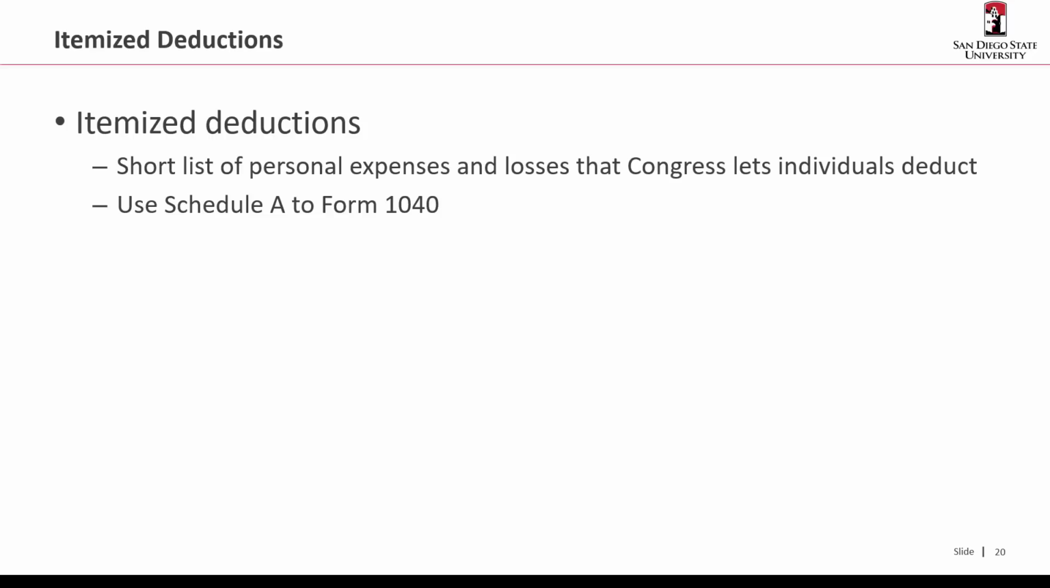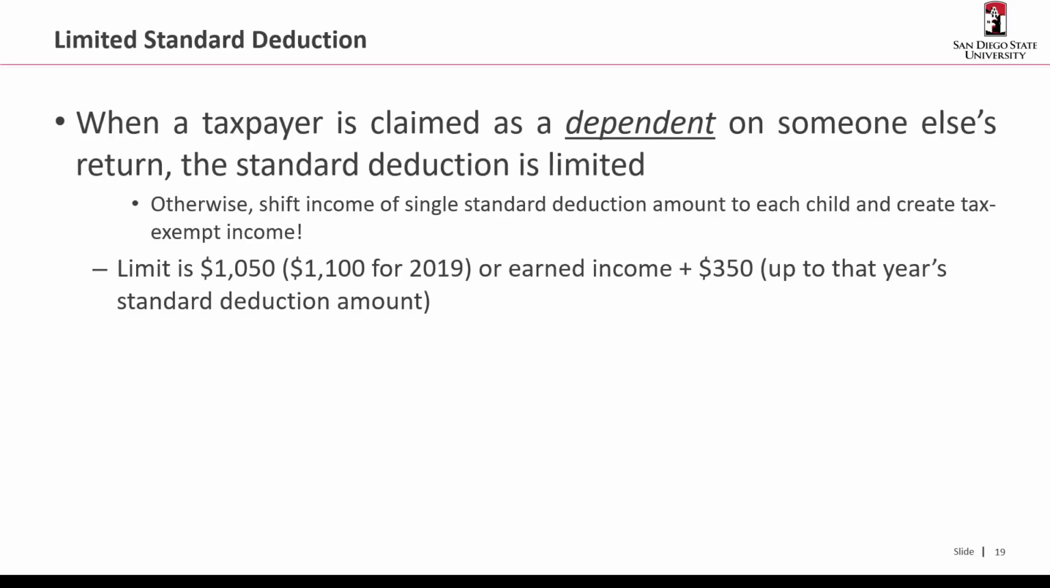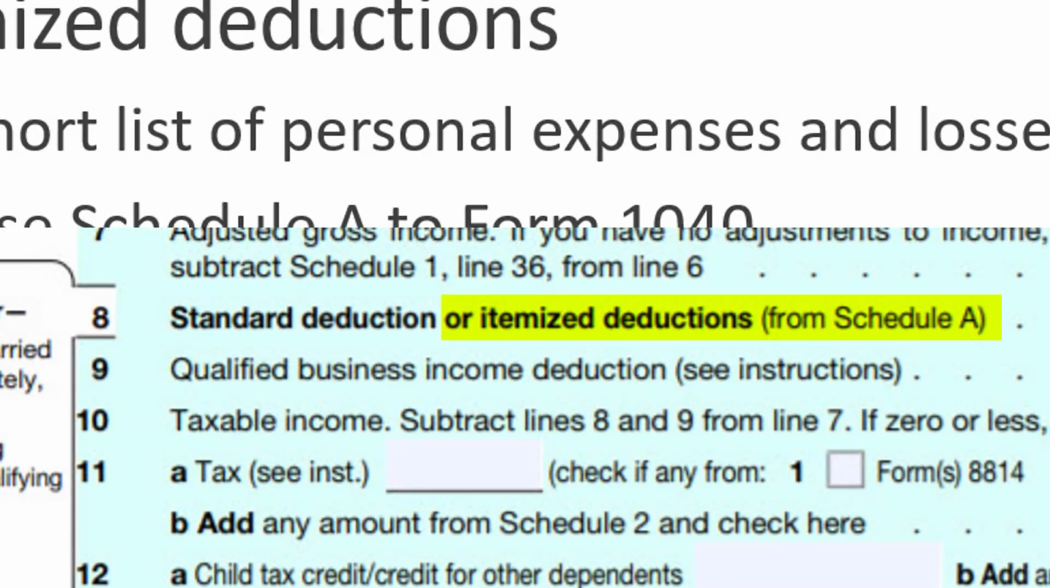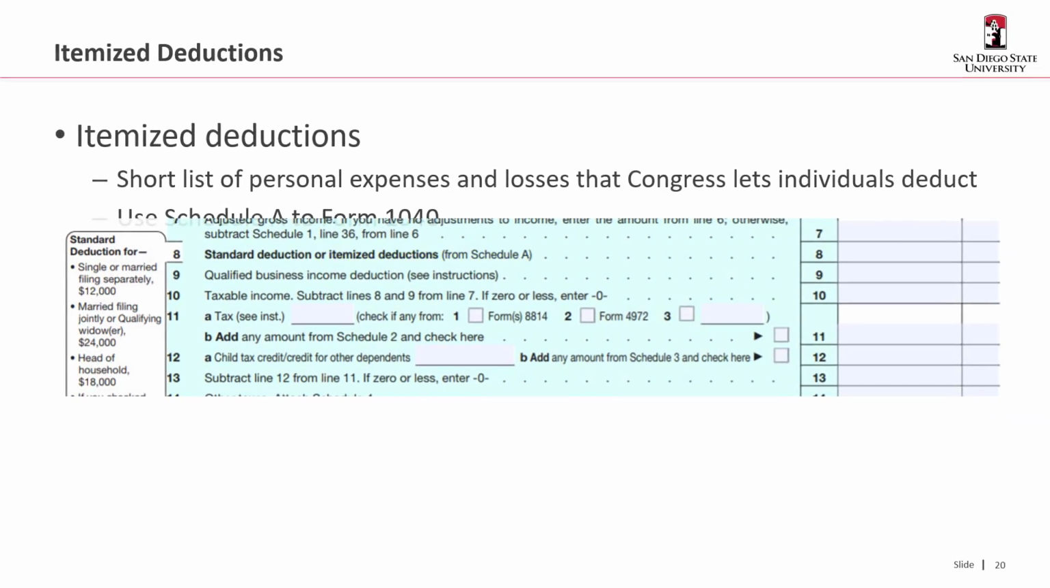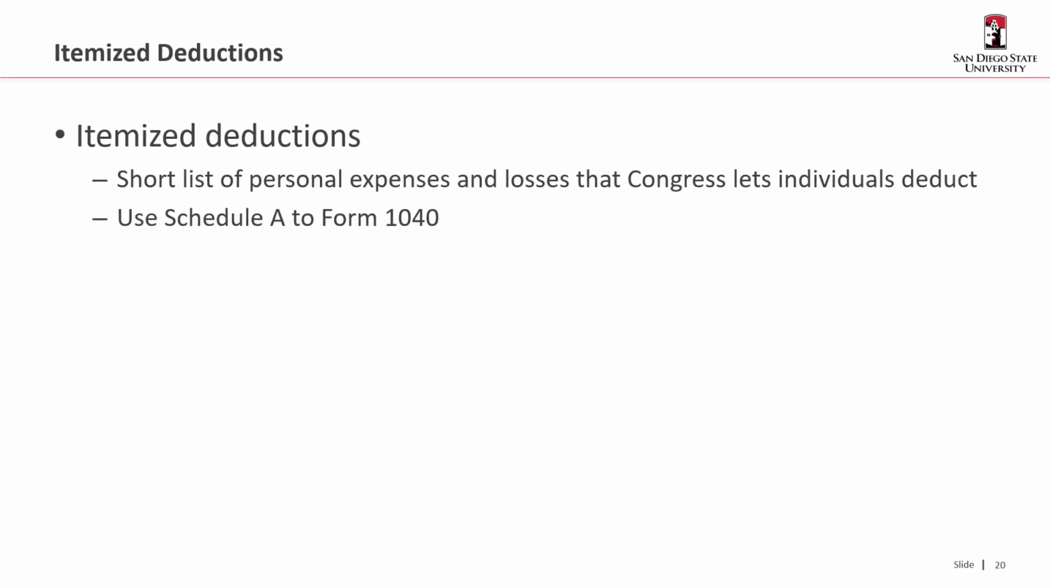Okay, so something that then comes from AGI, sorry, what am I saying? We're in from AGI, is itemized deductions, right? So this is a short list of largely personal expenses that Congress simply has decided individuals can deduct. Sometimes it's for policy reasons, sometimes for stimulus reasons, sometimes just based on ability to pay. And for these, you report them on Schedule A of Form 1040. This is different, of course, than Schedules 1 through 6 that we talked about last module.